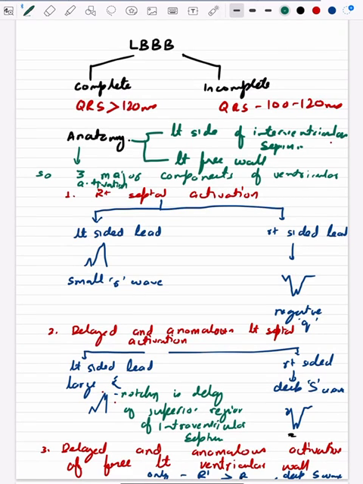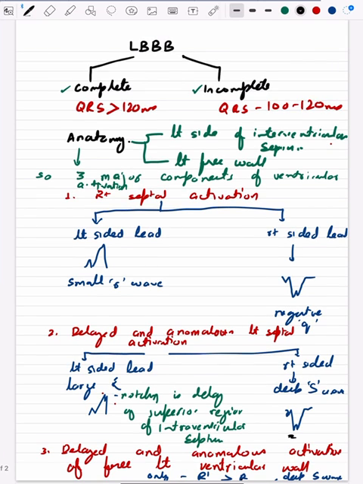So today we discuss LBBB, that is left bundle branch block. It is of two types, complete and incomplete. Complete depends on QRS duration. If it is more than 120 millisecond, it is complete. If it is between 100 to 120 millisecond, it is incomplete.